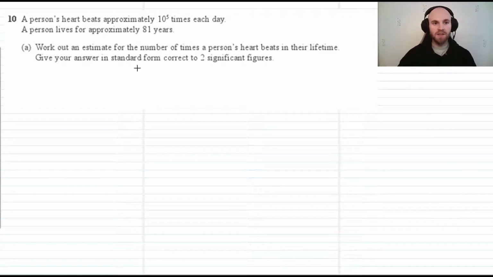Question 10. A person's heart beats approximately 10 to the power of 5 times each day. A person lives for approximately 81 years. Part A. Work out an estimate for the number of times a person's heart beats in their lifetime. Give your answer in standard form. So I'm just going to underline this. Correct to 2 significant figures.